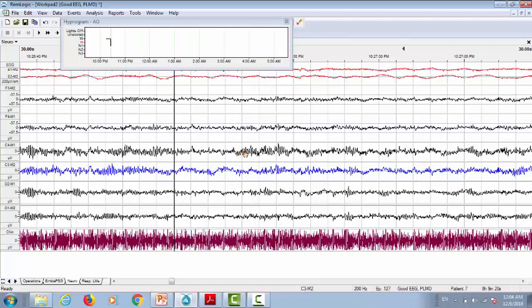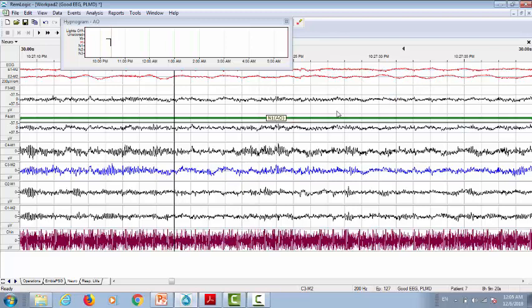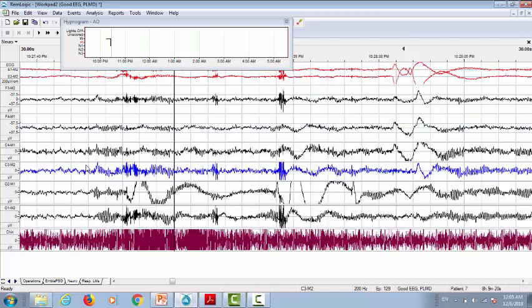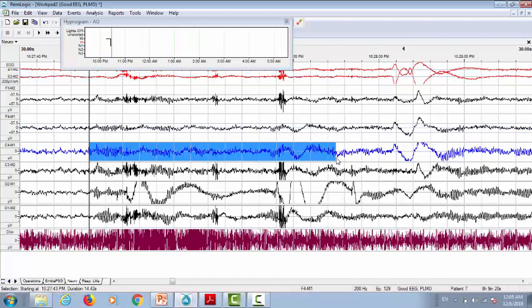And here we have significant attenuation of alpha, and we have low amplitude mixed frequencies, which make more than 50% of the epoch duration with slow eye movements, so this epoch is N1. Continue as N1, we have more obvious slow eye movements. Here we have an abrupt increase in the EEG frequency, which makes more than 3 seconds, and this is preceded by more than 10 seconds of sleep. So we score this event as an arousal.